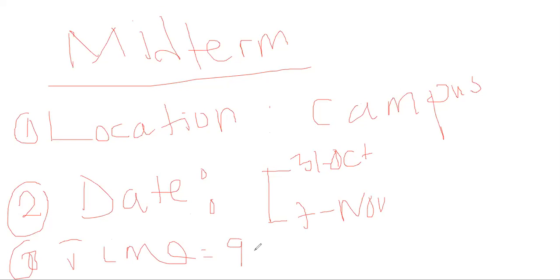The time is the same time as the class. It will be 9 a.m. to 11 a.m. Any of these dates, the time is constant. 9 a.m. to 11 a.m., a 2-hour exam. So the question is which date, class? That's what matters.